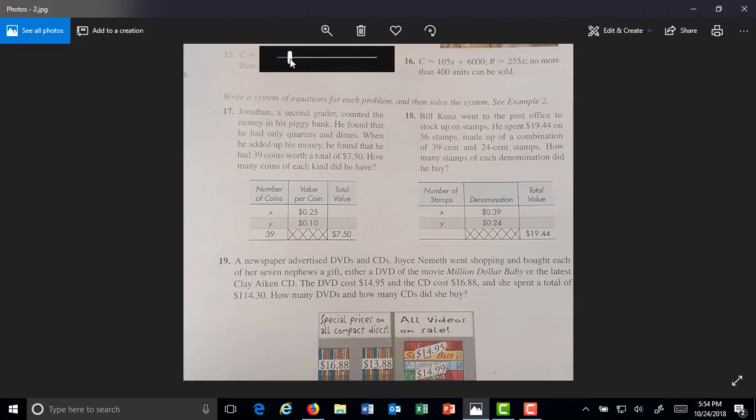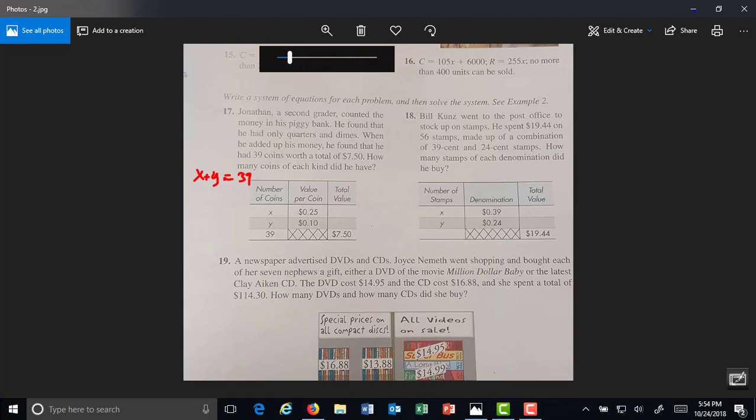So let's set it up anyway. So I'm going to see if I can do it now. Okay. So I don't use this box, and I think that might be one reason it's hard to see. But I'm going to do it in terms of X and Y. That's X and Y. And I'm going to add that up to the total number of coins, right?